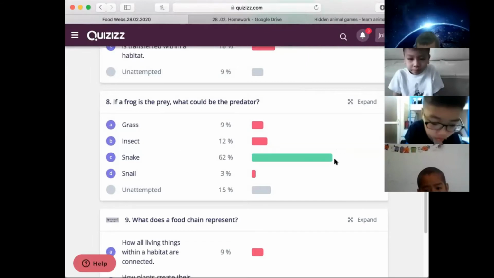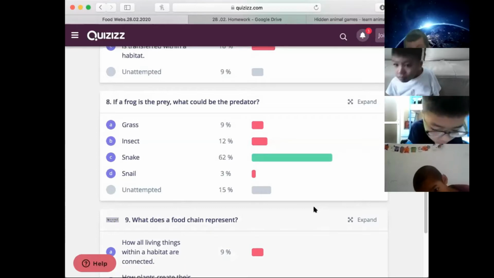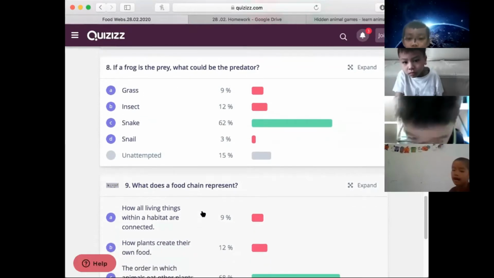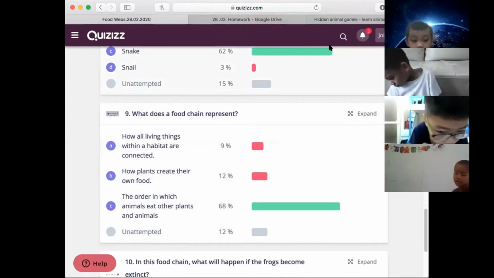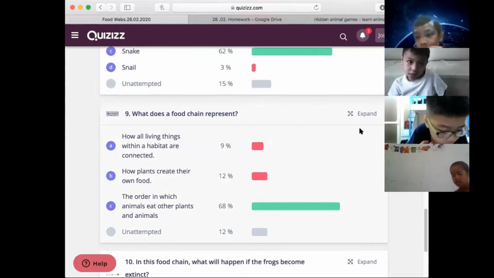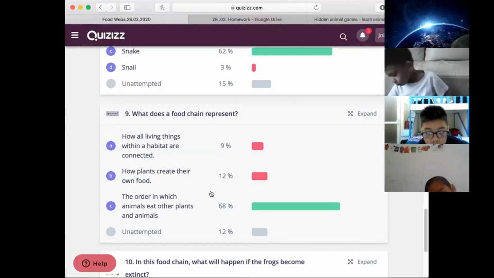If a frog is the prey, what could be the predator? What might eat a frog? Let's say it on 3. 1, 2, 3. Nice work, a snake. What does a food chain represent? Can someone read the entire answer for me? What does a food chain represent, Nuna? The order in which animals eat other plants and animals. Very good. Excellent job, Nuna.